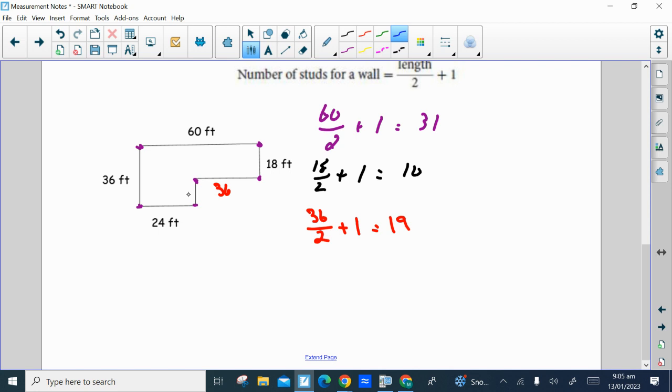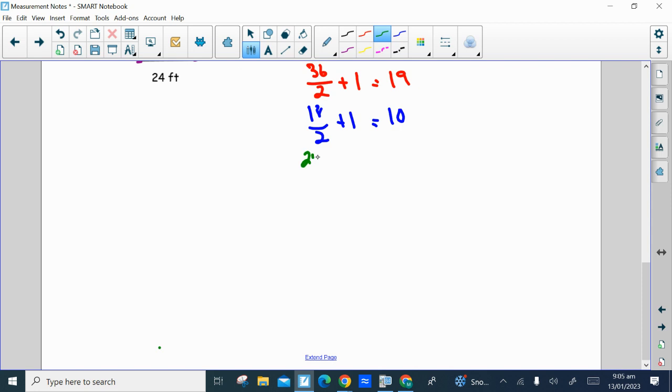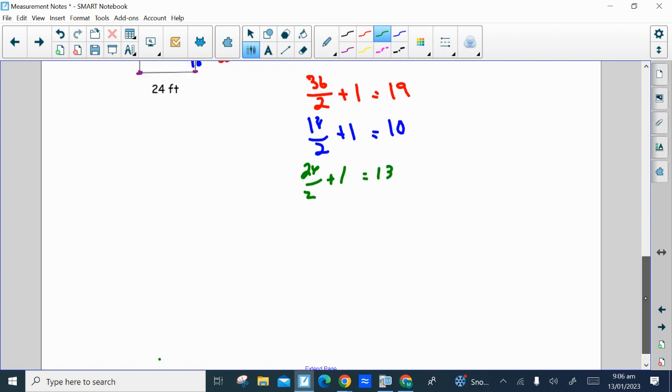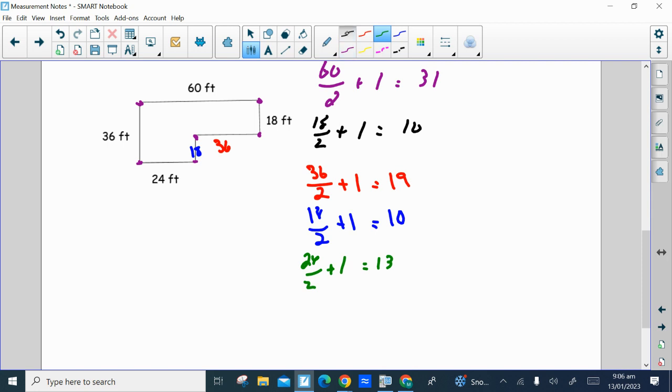Same thing, we don't have the length of this short little wall here, but we know that this is 18. This entire wall on the left is a 36, which means this one here also has to be 18. This 18 plus this 18 over here gives you your 36. So that's also 18 divided by 2, which is 9, plus 1 is 10. Then we have a wall that's 24. 24 divided by 2 is 12, plus 1 is 13. And the last wall is 36. 36 divided by 2 is 18, plus 1 is 19.